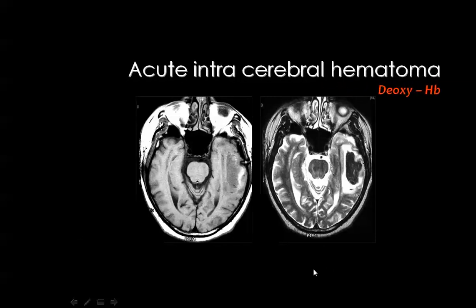Then look at this example, and you see a hematoma here in the temporal lobe on the left side. This hematoma has a gray signal or intermediate signal in the T1 weighted image and a dark signal in the T2. And in the T2 you see a bright signal of edema surrounding the hematoma itself.